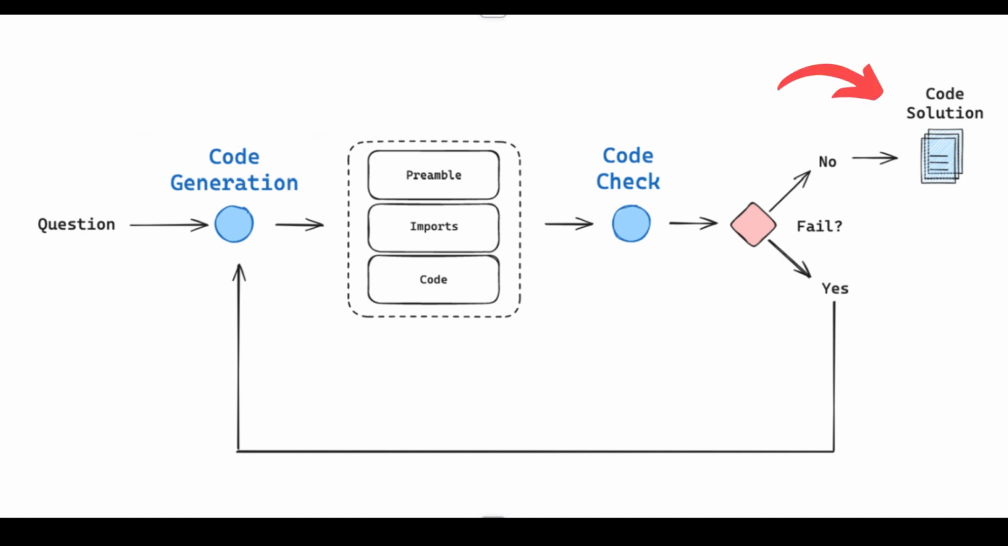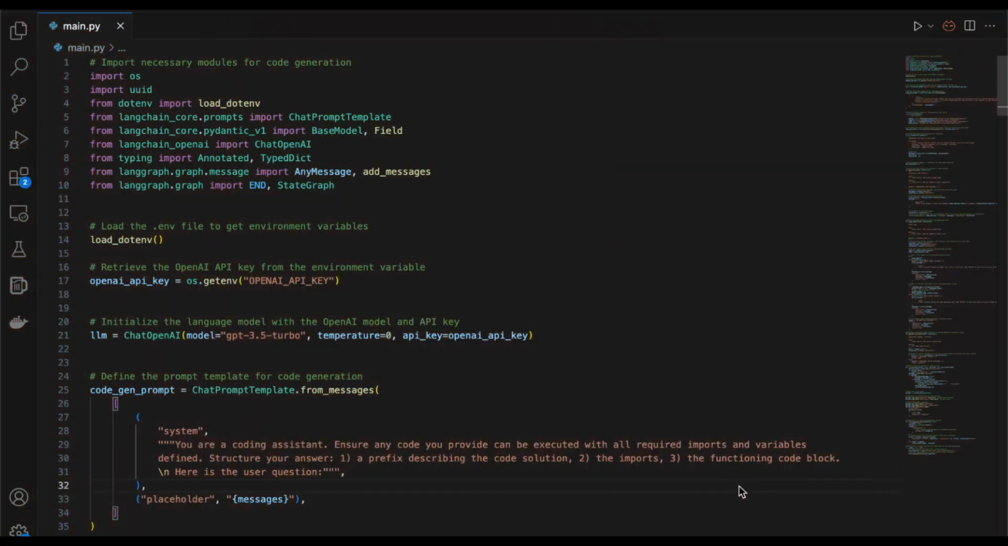And finally, our code solution. This is the final output: the fully functional, error-free code solution tailored to your specific needs. Now that we understand the flow from our visual diagram, let's dive into the code that brings this AI agent to life. We'll explore some components, but I'm not going into every detail in this video. I will show you how it relates to our flowchart and contributes to our overall functionality.